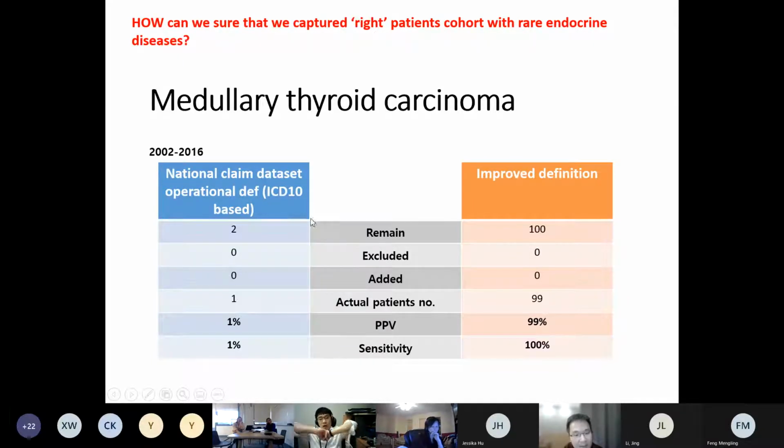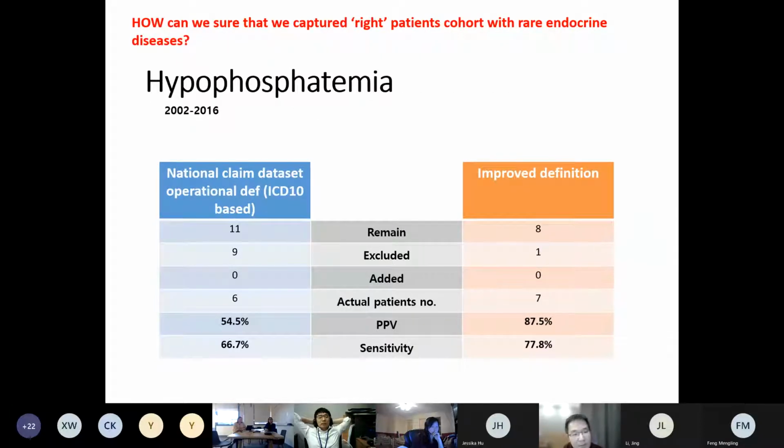So when we applied the ICD-10 based national claim database operational definition, the phenotype constraints, the performance of this operational definition in our data set was not very good, and we changed the constraints a little bit, and it has improved a lot, but has potential of overfitting for our institution. Whether this operational definition or phenotyping could work for other organizations needs to be thoroughly evaluated before we go to further studies. For example, for hypophosphatemia, we captured 8 patients by the improved definition, reduced 3 patients from the previous definition, but slightly increased the sensitivity.